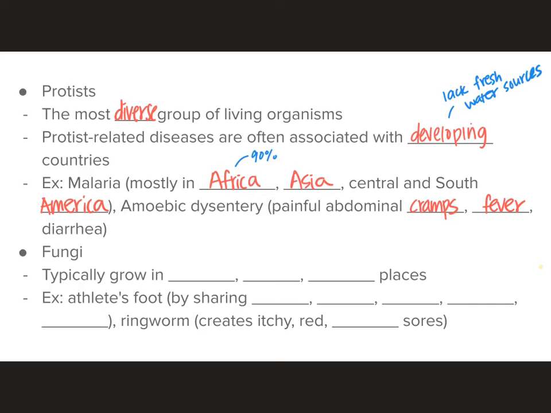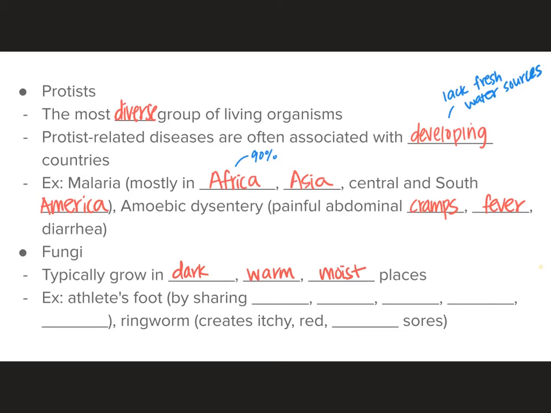The last one we're going to look into today is fungi. Fungi typically grow in dark, warm, moist places. So just think of where molds or mushrooms would grow. It's going to be dark, warm, and moist.